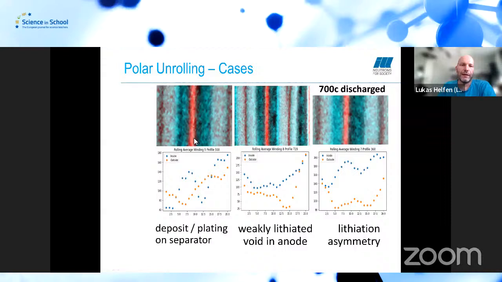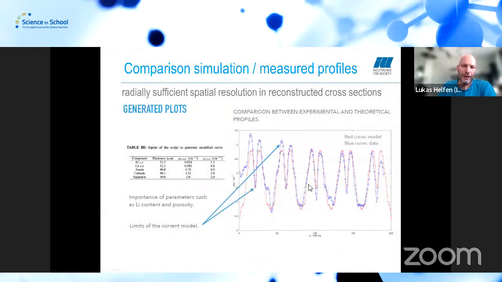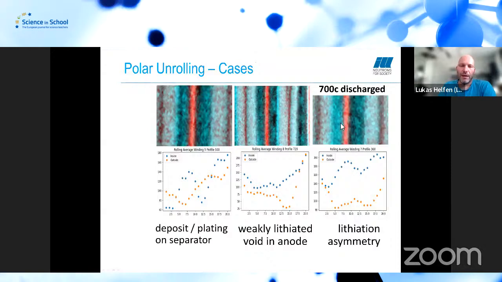We have plating of the separator materials, for instance between the anode and the cathode, that can occur. Or we can see asymmetries between the inside and the outside anode, because it's a sandwich structure where you have anode material on both sides of the copper current collector. Then, of course, you can try to correlate that with simulations and figure out what theoretical attenuation coefficient you would expect, and try to model that and compare it with the measured plots across these profiles.